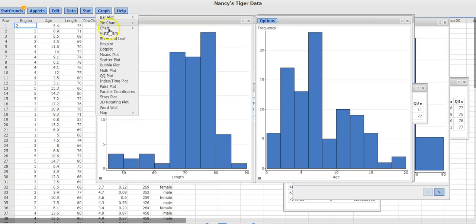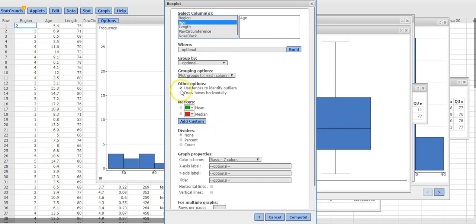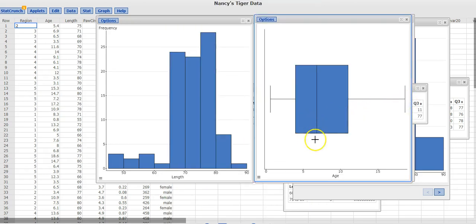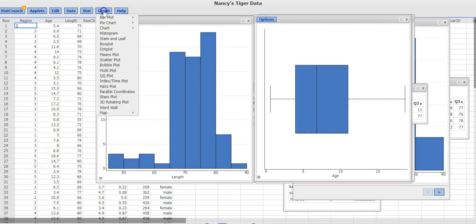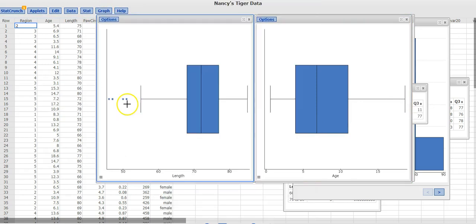I could also do this with the box plots. And for this, if I'm doing a box plot for two completely different variables, then I just want to do each one separately. So I could do a box plot for the age. There it shows me some basic information about my ages, and then I could also do one for the lengths. I can look at this, and since the box plot shows me outliers, I can see that I've got these outliers, and those would be the young short tigers.